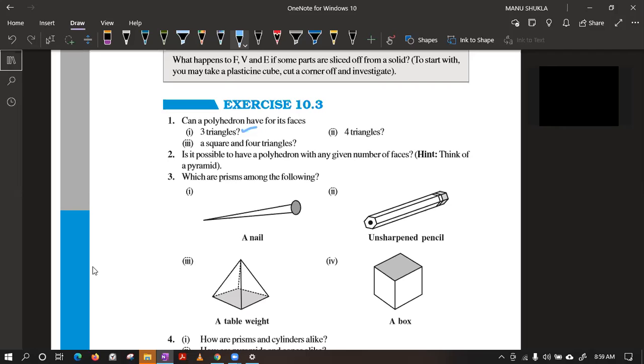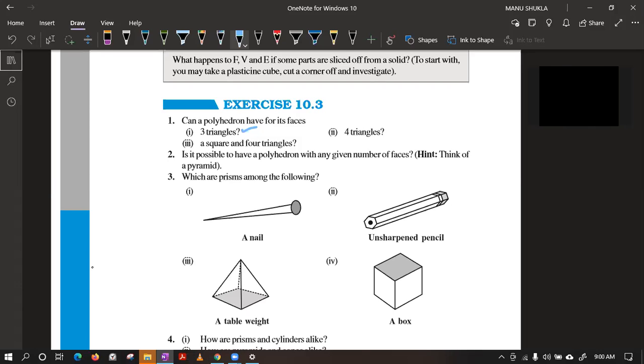Now, what about four triangles? Can we form a polyhedron with four triangles? Yes, because of the example we all know. What do we call the figure with four triangles? We have studied it above. Very good. It is a pyramid. A triangular pyramid is the example of this figure.